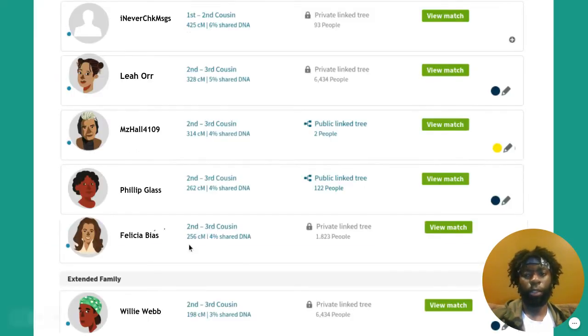So if you recall, this is the view that we had last time, and if you haven't seen it, you can go back and watch the DNA clustering workshop video, also on our YouTube channel. Miss Hall 4109 is right there. She has a yellow dot here representing the Hall cluster, or that's the group she was clustered into. And we can see there was a close relationship at 314 centimorgan shared with Tina.